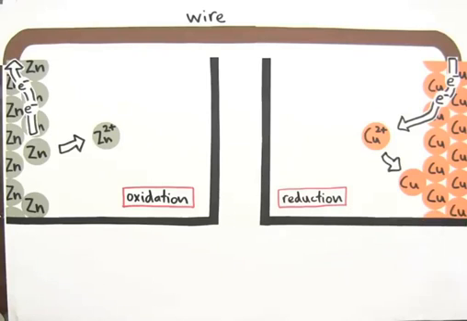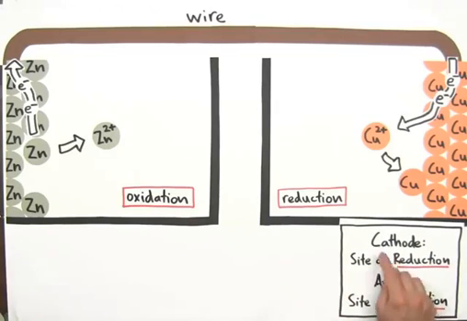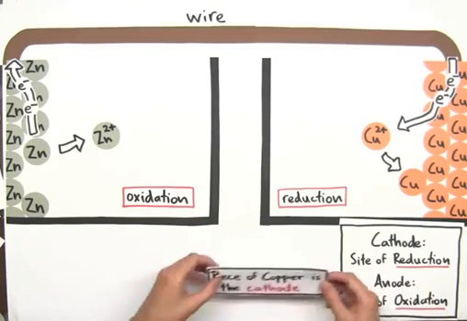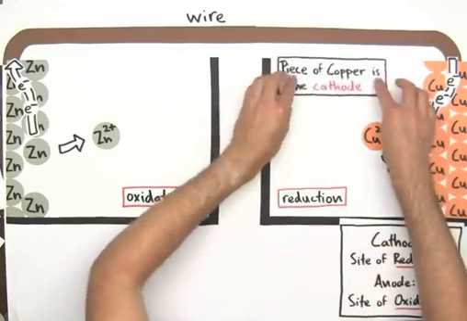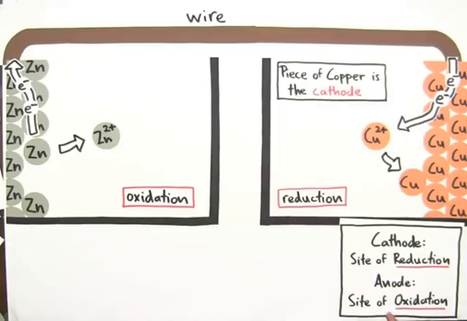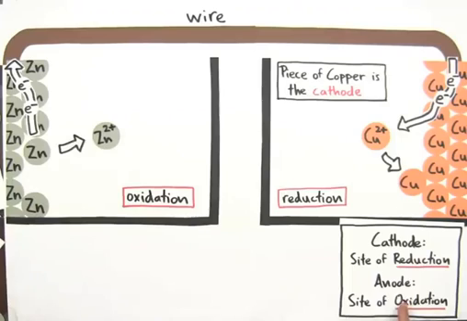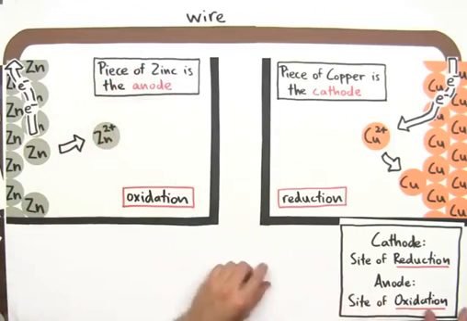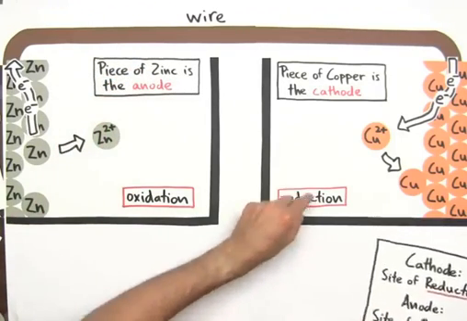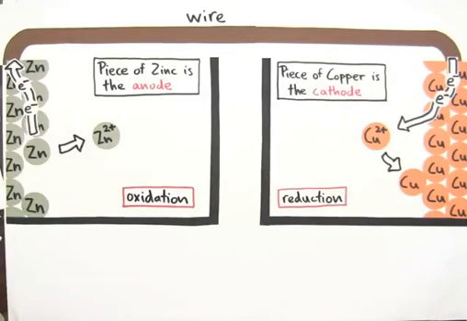Now we can give names to these two parts of the voltaic cell based on whether oxidation or reduction takes place. So the cathode is the name that we give for the site of reduction, where reduction happens. So reduction is happening here, which means that the piece of copper is the cathode, the site of reduction, and the piece of zinc over here is where oxidation is happening. So the piece of zinc is going to be the anode. So reduction at the cathode on copper, oxidation at the anode on zinc.